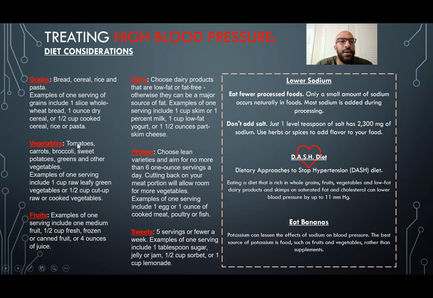So you can see here under vegetables, we have tomatoes, carrots, broccoli, and under grains, we have bread, cereal, rice, and pasta. All of these are pretty much whole foods. No chips, no snacks, no ice creams. We have sorbet, lemonade, jelly, or jam. These are all more whole foods. No cookies, Twinkies, things like that, M&Ms.